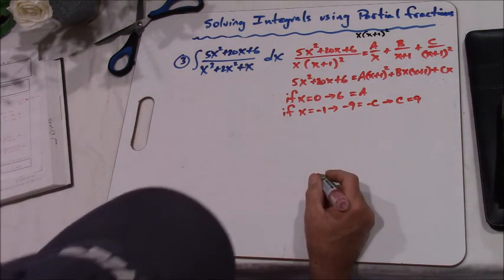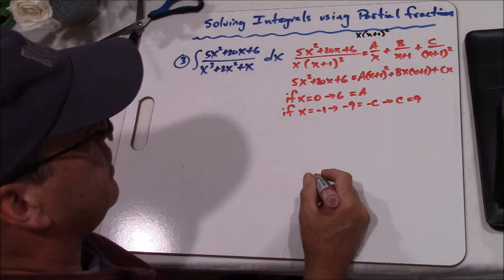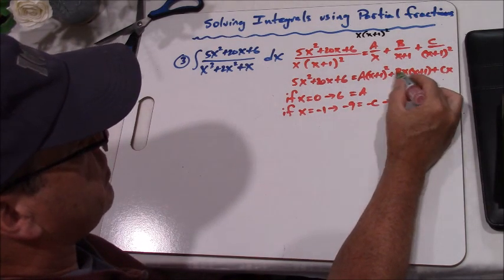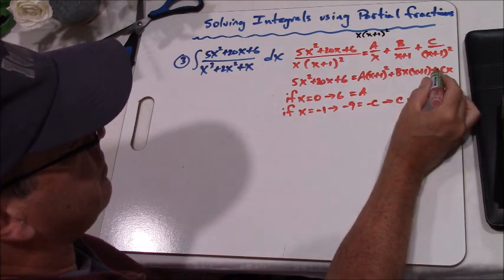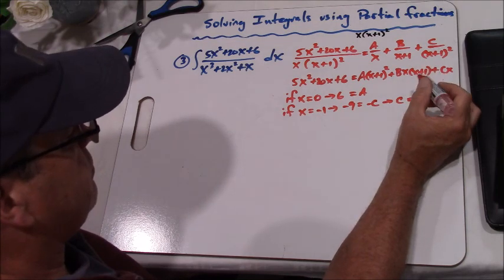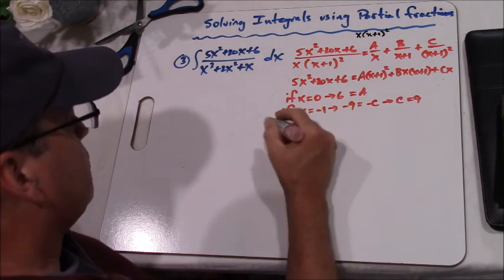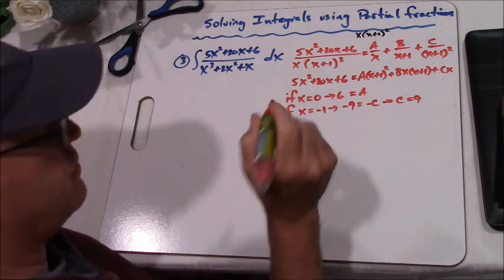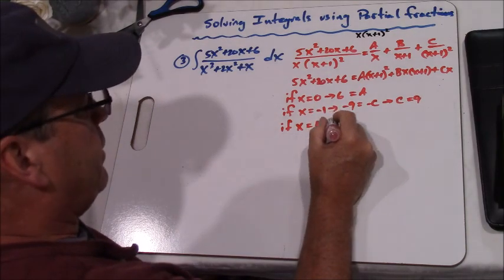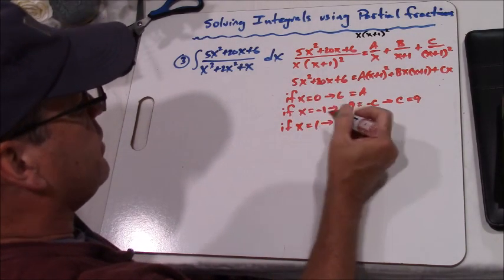And now I got to figure out what b is. Well, I've already chosen all the numbers that will cause things to zero out. So remember what I said in the beginning, you can choose any number you want. So what's the next easiest number besides 0 and negative 1? Yeah, I heard that. X equals 1. Alright, so if I plug that in, I get 5 plus 20, that's 25, plus 6, that's 31.